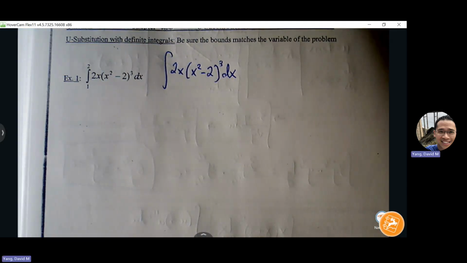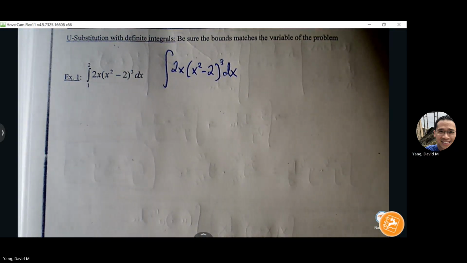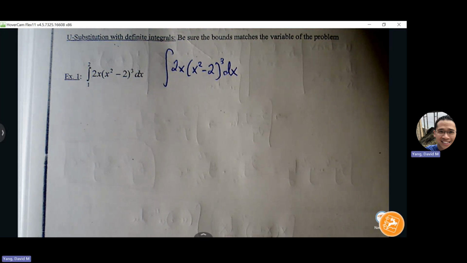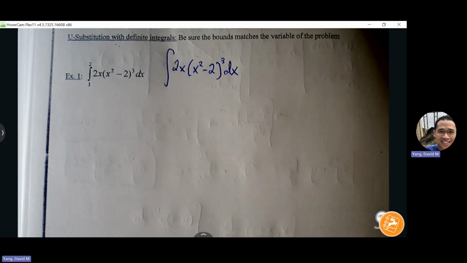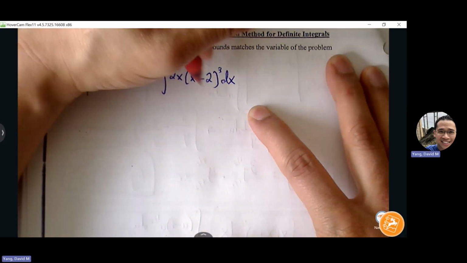Okay, can I rely on power rule? Yeah, it's messy. I could, right? But anything more than degree 2, we like to explore other options, right? It's not terrible, but it's not as easy as we would like. Okay, so what could be our u value?